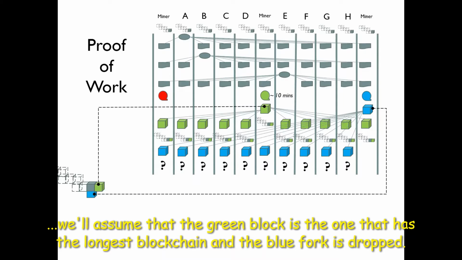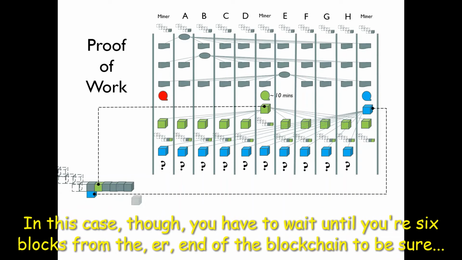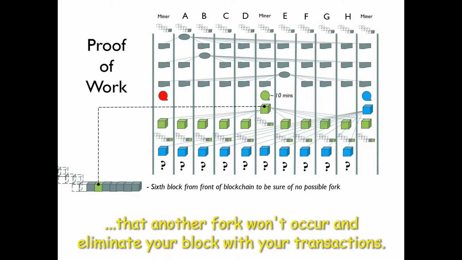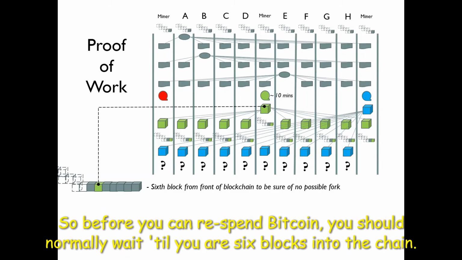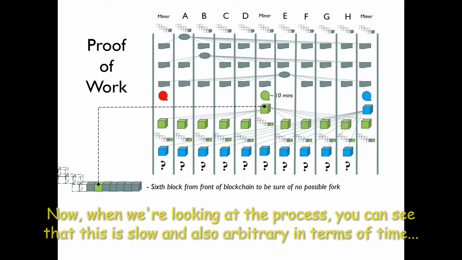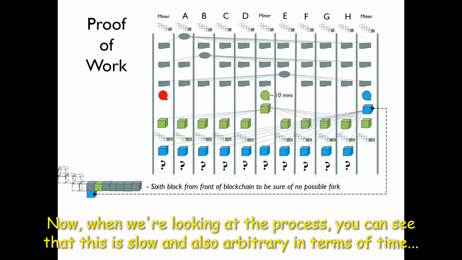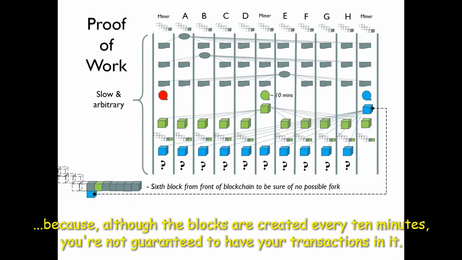But in this case, we'll assume that the green block is the one that has the longest blockchain and the blue fork is dropped. In this case, though, you have to wait until you're 6 blocks from the end of the blockchain to be sure then another fork won't occur and eliminate your block with your transactions. So before you can respend Bitcoin, you should normally wait till you're 6 blocks into the chain. Now, when we're looking at the process, you can see that this is slow and also arbitrary in terms of time, because although the blocks are created every 10 minutes, you're not guaranteed to have your transaction in it.